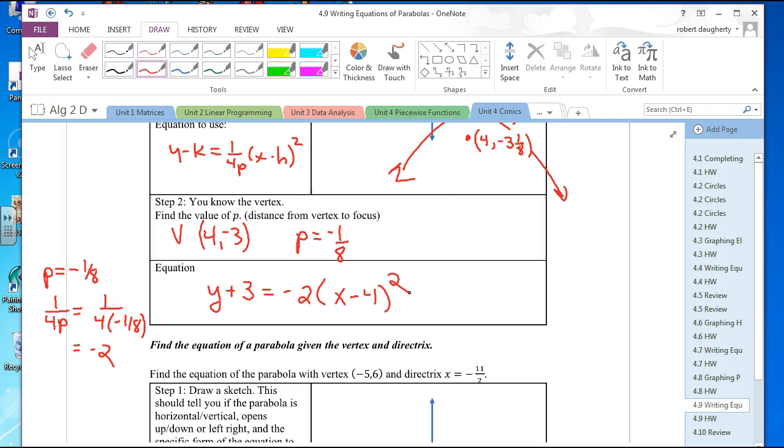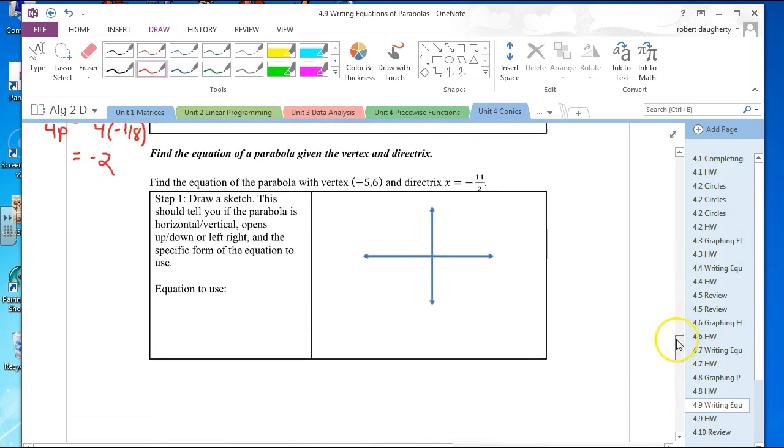So let's find the equation of the parabola given the vertex and directrix. If I'm given the vertex and directrix in the next one, what would that allow me to do? P is going to be the distance from where? From the vertex to the directrix. In the previous one, I knew the focus, but it's the same concept with the directrix.